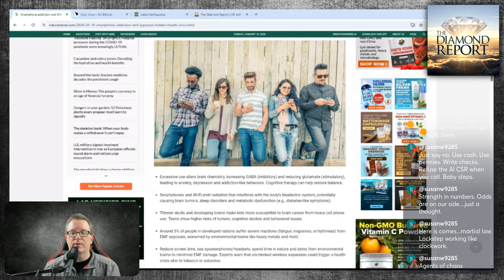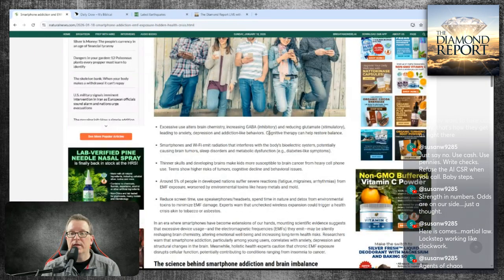Excessive use alters brain chemistry, increasing GABA inhibitory and reducing glutamate stimulatory, leading to anxiety, depression, and addiction-like behaviors. Cognitive therapy can help restore balance. Smartphones and Wi-Fi emit radiation that interferes with the body's bioelectric system, potentially causing brain tumors, sleep disorders, and metabolic dysfunction, like diabetes-type symptoms. Thinner skulls and developing brains make kids more susceptible to brain cancer from heavy cell phone use. Teens show higher risks of tumors, cognitive decline, and behavioral issues. Yeah, especially that last thing.